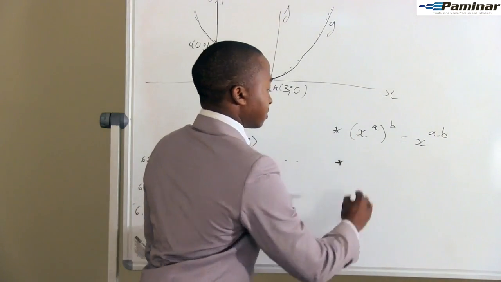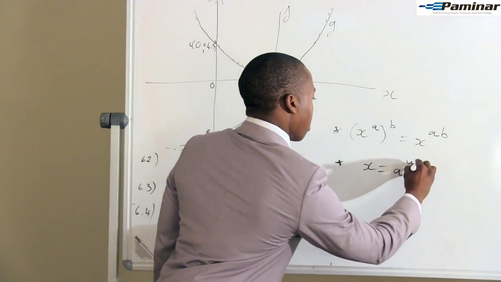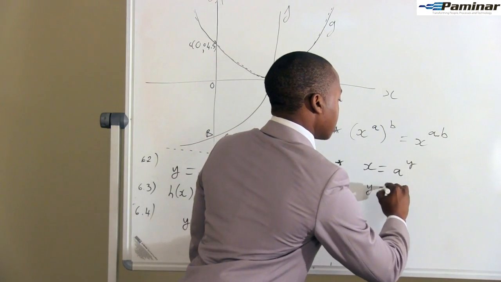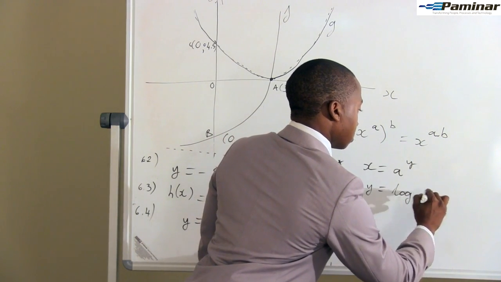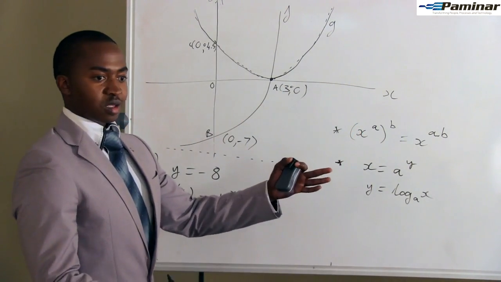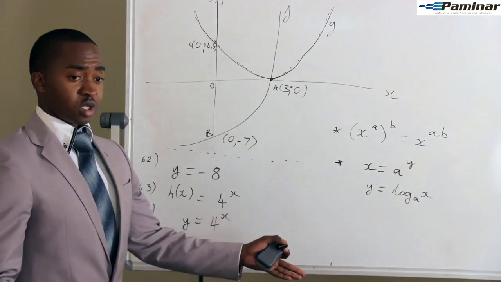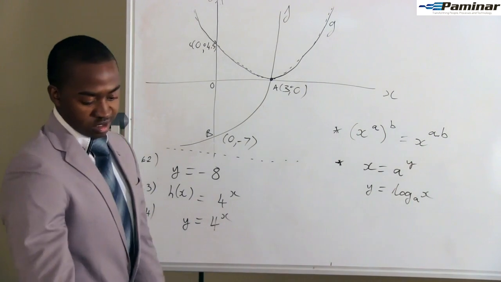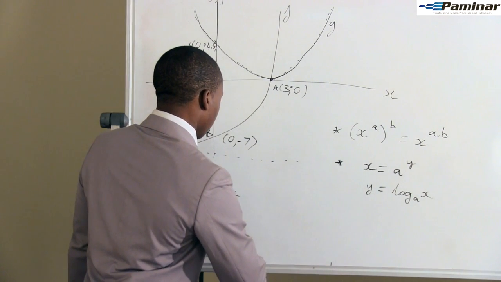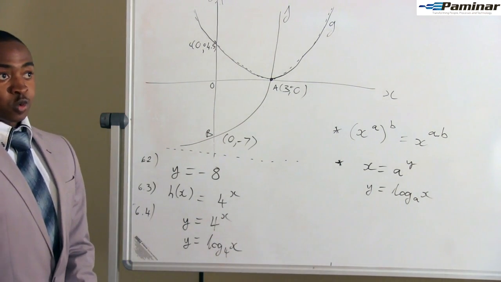If you also remember, there's a law which says if you've got x is equal to a to the y, you can rewrite this as y is equal to log base a of x. That in a way is your inverse. We'll do it with logarithms. So that's one way of doing it. So in other words, straight from there, you can then say y is equal to log a of x. That's one quick way of doing it.